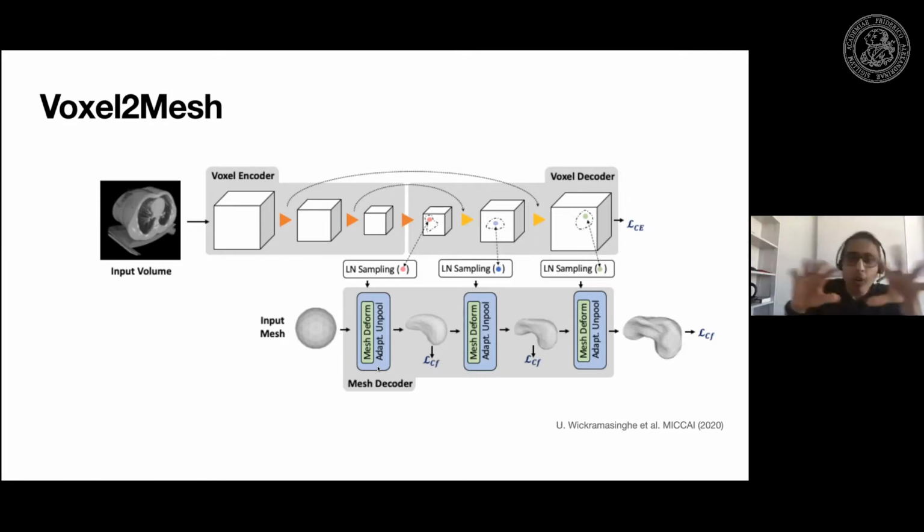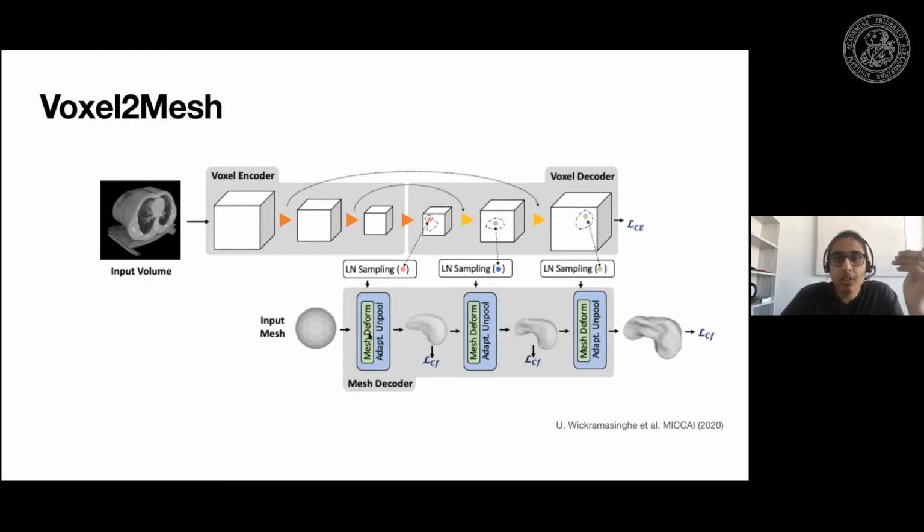Before explaining this in detail, I will give you an overview of the architecture. We start with the input volume. The top part of the architecture is a UNet. There is no difference between this voxel encoder and voxel decoder and a UNet. So the novelty is at the bottom. We have a set of graph convolution layers at the bottom that exchange information between the graph convolution layers and the voxel features. Simple as that.